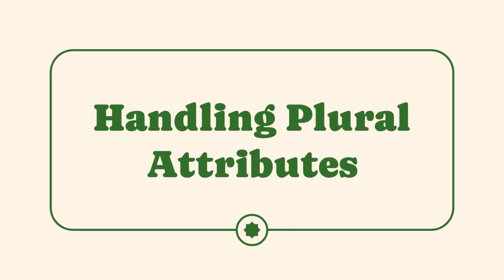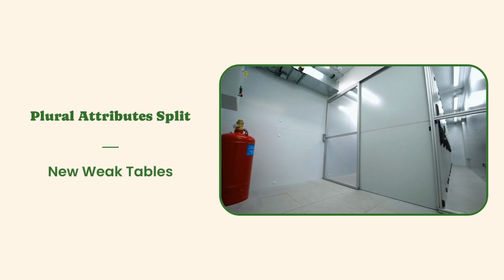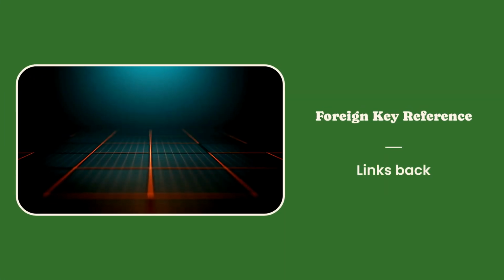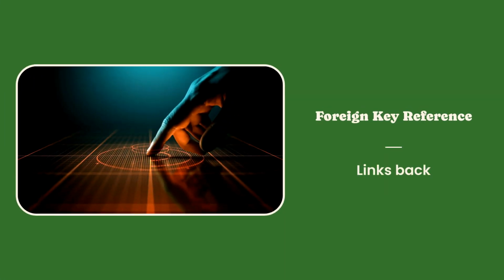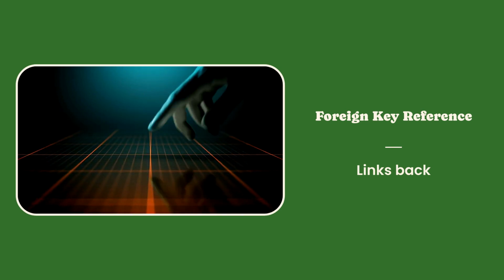Next, we address plural attributes, those that can hold multiple values for a single entity, requiring a special approach. Plural attributes, such as multiple phone numbers, are implemented by splitting them into new, separate weak tables. This new weak table includes the plural attribute itself and a foreign key which links back to the original main table, establishing a clear relationship.